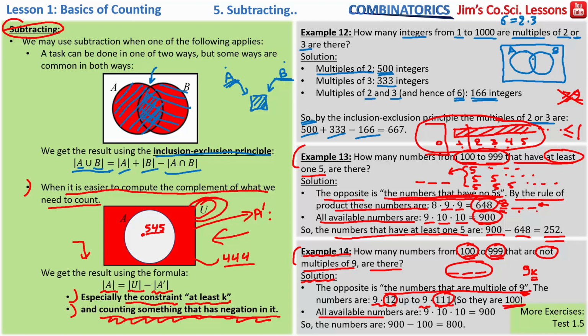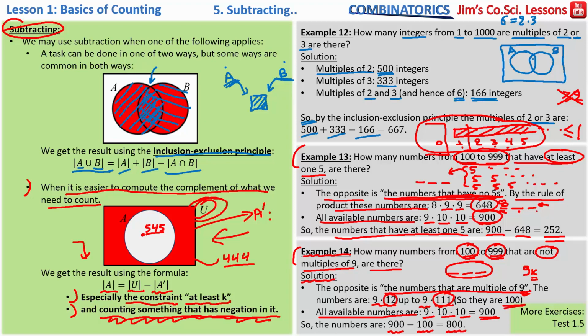All available numbers are 9 times 10 times 10 as in the previous exercise, so they are 900. And again, I'm going to count what I was asked as 900, the total ways, minus the opposite of what I was asked, 100. So the total numbers from 100 to 999 that are not multiples of 9 are exactly 800.